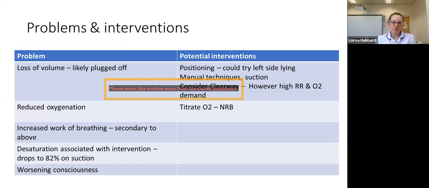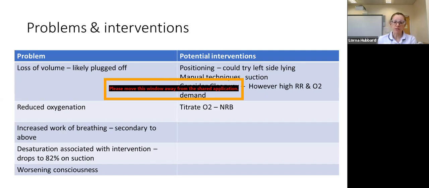Another intervention that we can do is titrated oxygen, so get him on a non-rebreathe to try and achieve his target sats. Really important with this patient to think about what the escalation plan is, what can be done, and what other investigations we might want.